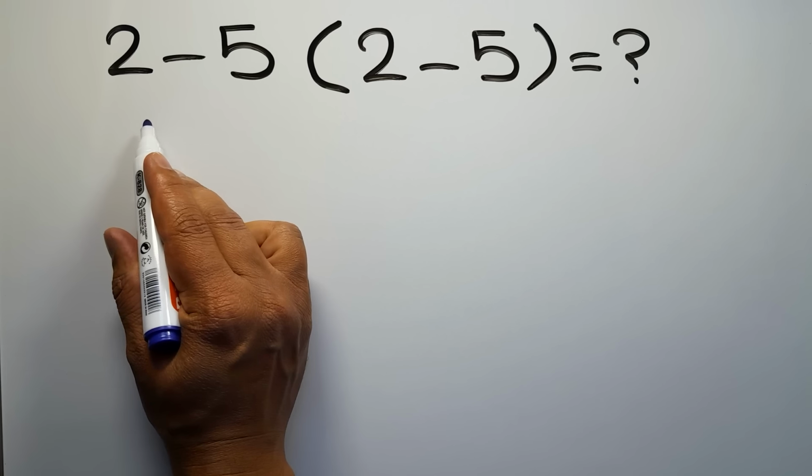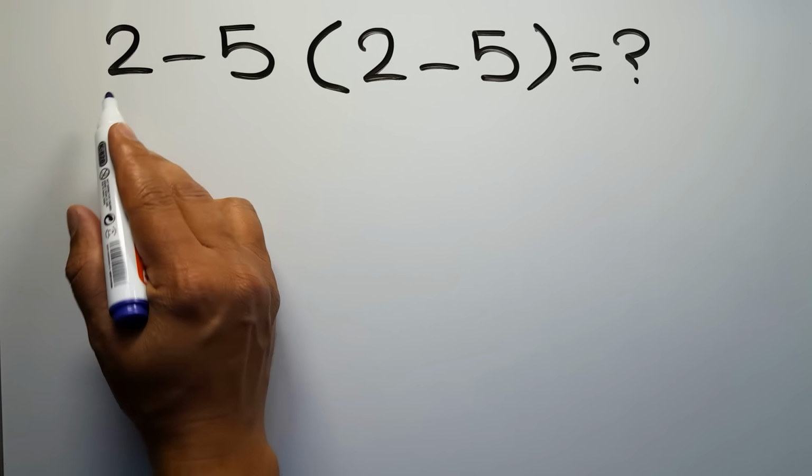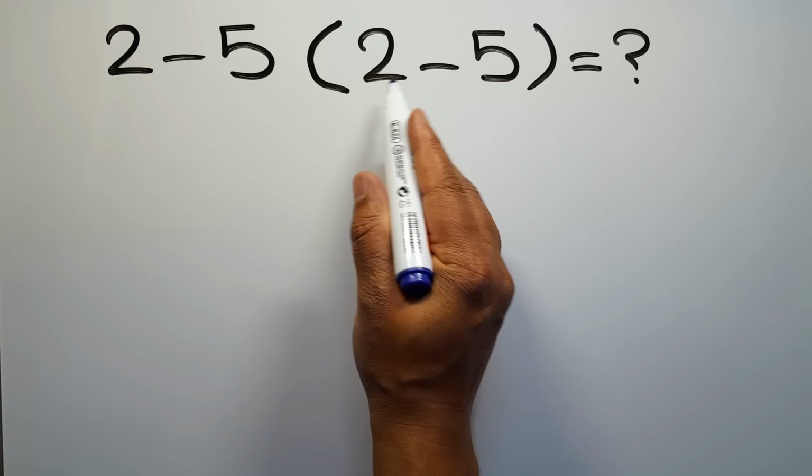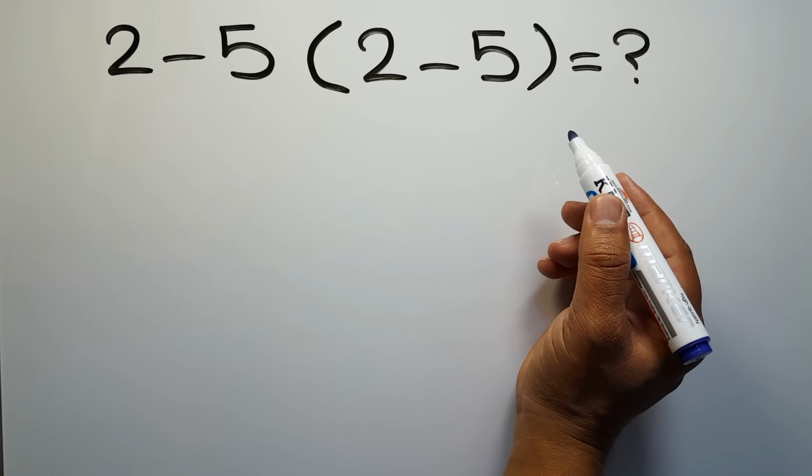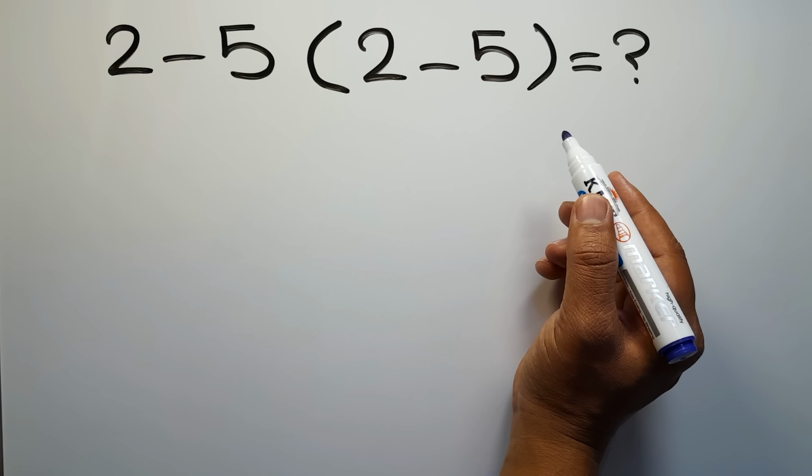In this video, we want to find the value of this expression: 2 minus 5 times (2 minus 5). Are you ready to solve? Let's go and get started.